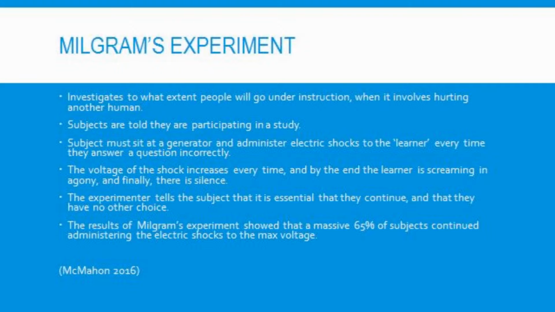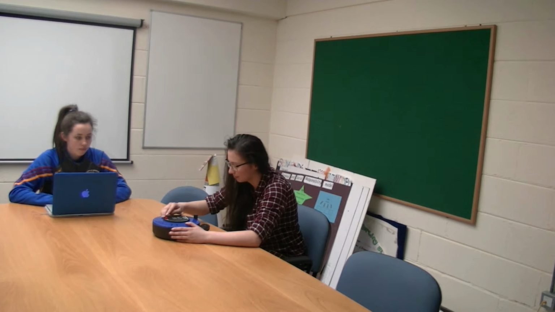Milgram's experiment investigates to what extent people will undergo instruction when it involves hurting another human. Subjects are told they are participating in a study. Subjects must sit at a generator and administer electric shocks to the learner every time they answer a question incorrectly. The voltage of the shock increases every time, and by the end the learner is screaming in agony, and finally there is silence. The experimenter tells the subject that it is essential that they continue and that they have no other choice. The results of Milgram's experiment showed that a massive 65% of subjects continued administering the electric shocks to the max voltage.